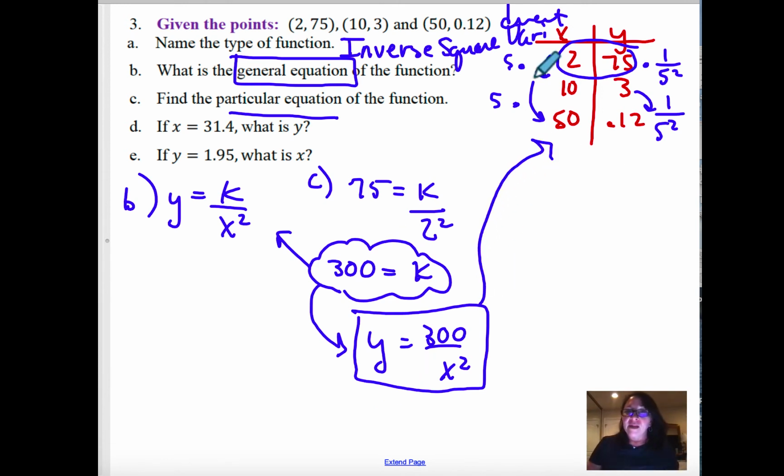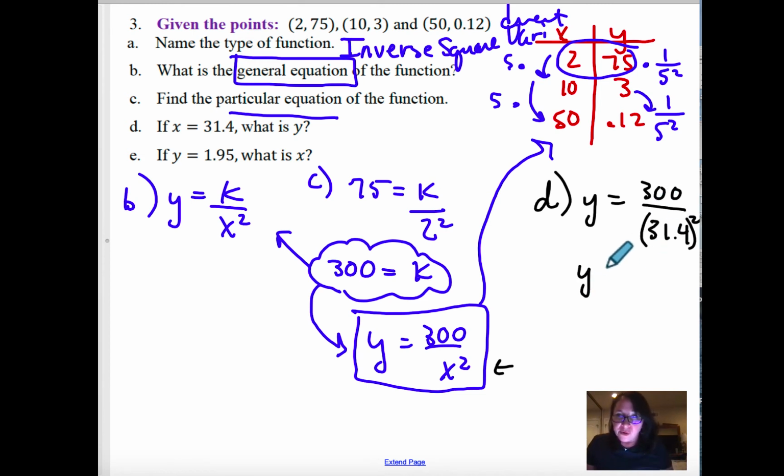Check. The next question says, well, what if x equals 31.4? So for part D, we are going to plug in that value down here. So we're going to go y is equal to 300 over, what is it, 31.4, and then that's squared. So that value, use your calculator. I don't have it in front of me, but I have my answers in front. So that's going to be 0.3042. Done.